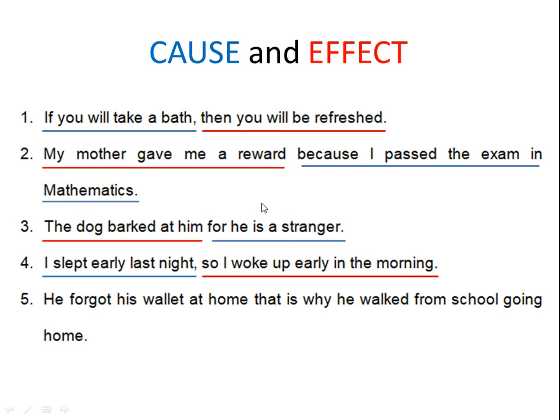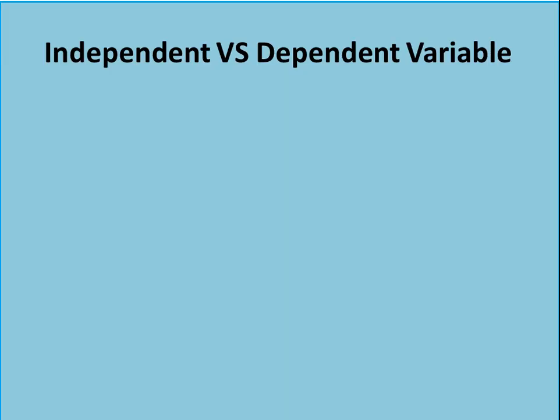Number 5, he forgot his wallet at home. That is why he walked from school going home. Ang cause dyan or yung independent variable is naiwan niya yung wallet niya sa bahay. Ang effect nun or dependent variable ay naglakad siya pauwi from school. So, ganito yung independent and dependent variables. Cause and effect lang siya.